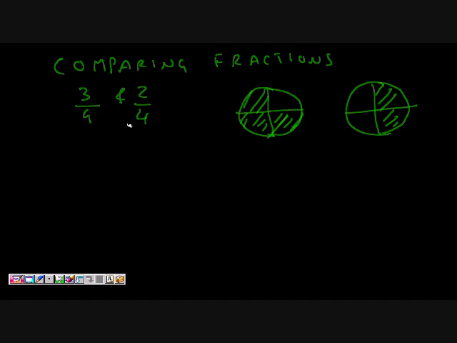Since the denominators are the same, you compare the numerators, and whichever is the greatest numerator, you say that fraction is greater. So we can say 3 by 4 is greater than 2 by 4, in this case because the denominators are the same. Now what happens if you're given fractions where the denominators are not the same?